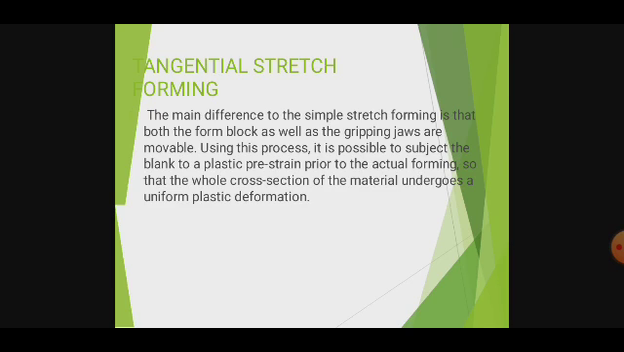On coming to the topic tangential stretch forming, it's a type of stretch forming process. The main difference compared to simple stretch forming is that both the form block as well as the gripping jaws are movable in tangential stretch. Using this process, it is possible to subject the blank to a plastic pre-strain prior to the actual forming, so that the whole cross-section of the material undergoes a uniform plastic deformation.